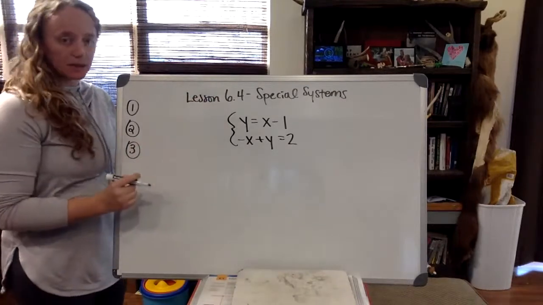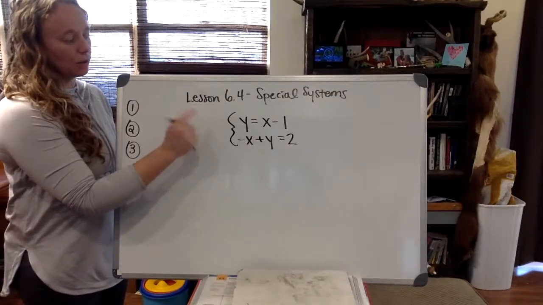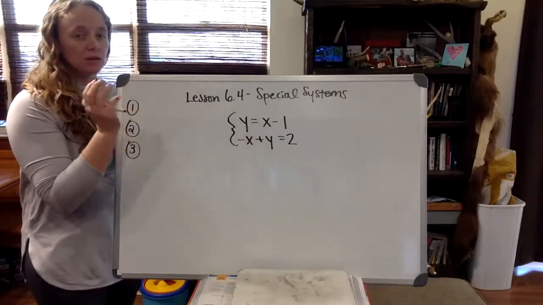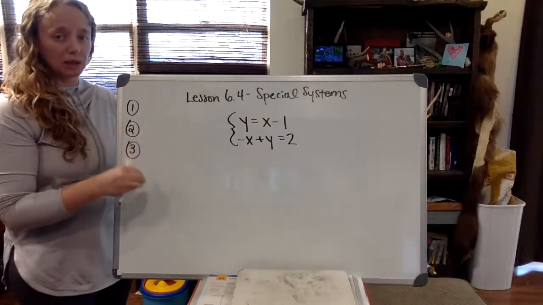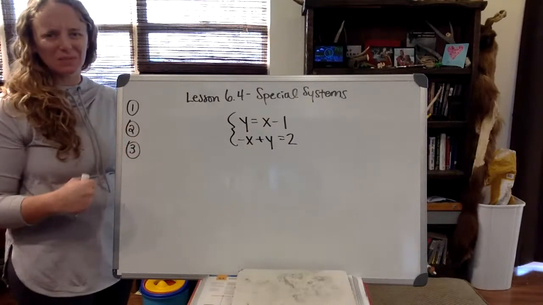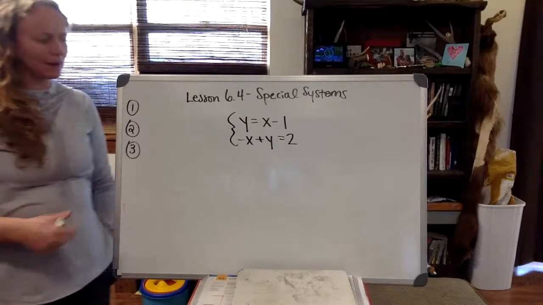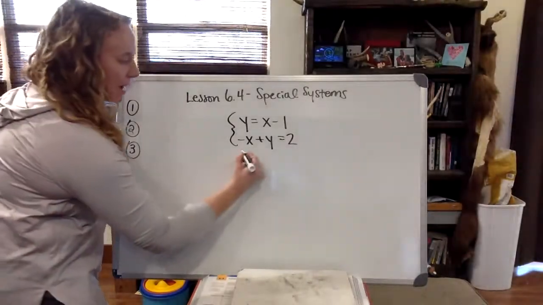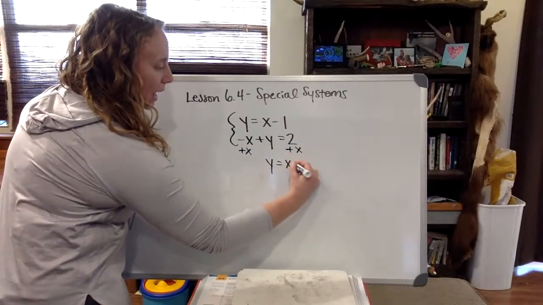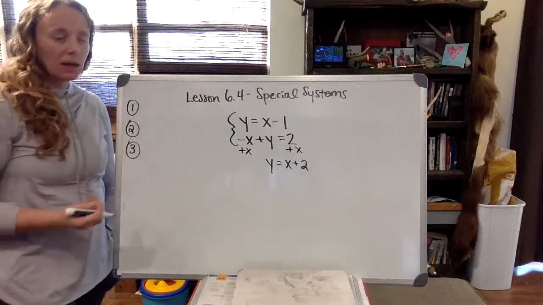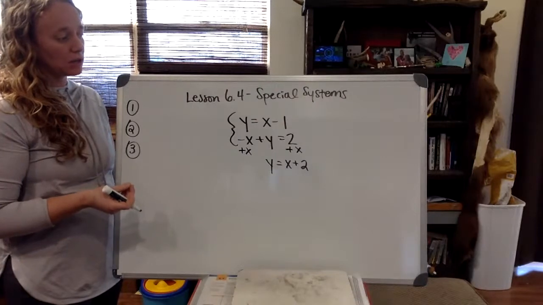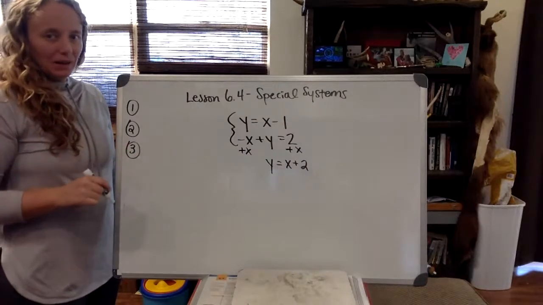So here's our first system. We have y is equal to x minus 1 and negative x plus y equals 2. We can solve this with elimination or substitution or whatever else. I am going to do substitution because that's my jam.